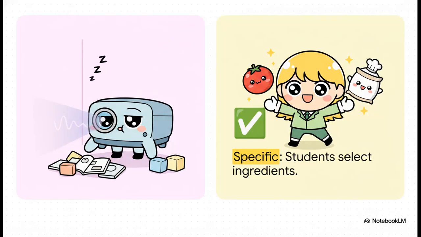Getting this right actually requires a massive shift in perspective. Too often, we focus entirely on what the teacher is doing, like the teacher will project a catalog on the board. But learning isn't about what we do, it's about what the student does. The easy fix here? Just describe the precise action the students are expected to perform, like selecting ingredients from that projected catalog. Always orient your objectives around student action.